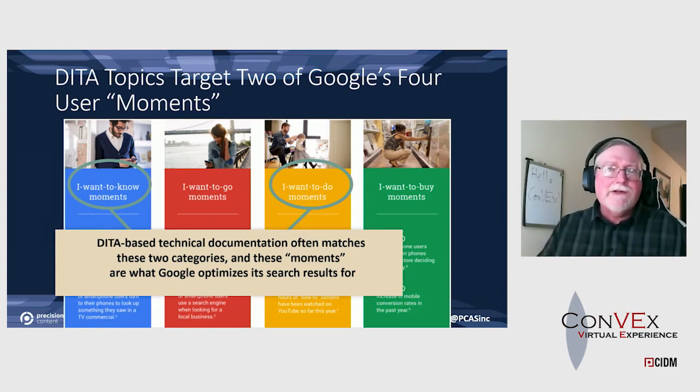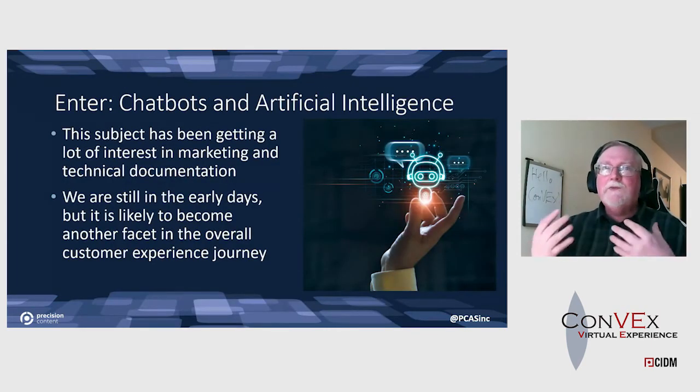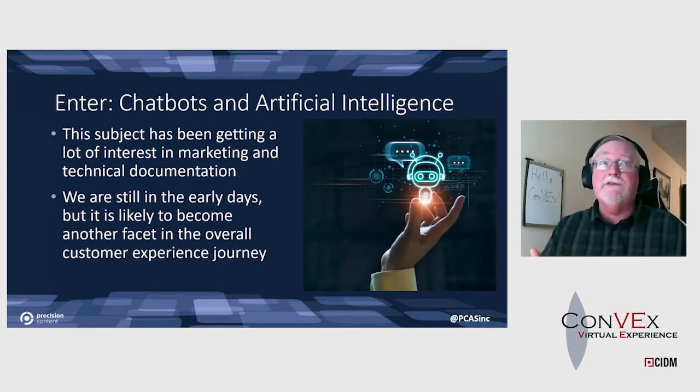So there is an imperative to provide more customer-focused information, both from a marketing and technical documentation perspective. And partly by design and partly by accident, DITA is being recognized as pivotal in this. And this is where upcoming or present technologies such as chatbots and artificial intelligence really come to the fore. This subject has been getting a lot of interest in marketing and technical documentation fields these days. I would argue that we're still very much in the early days, but it's likely to become another facet in the overall customer journey.